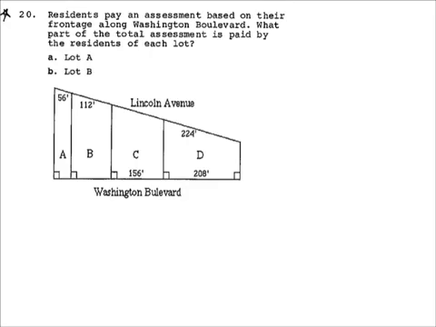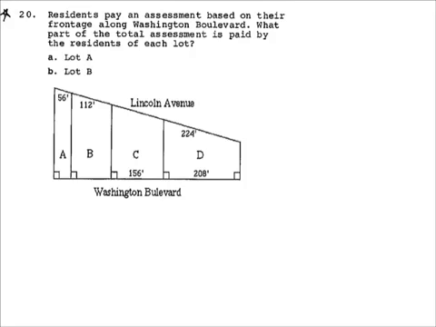It says residents pay an assessment or a tax based on their frontage along Washington Boulevard. So this time Washington Boulevard is the one that we care about. We care about how much space they have on Washington. What part of the total assessment is paid by the residents of each lot? This time I have two that I don't know. I don't know A and I don't know B.